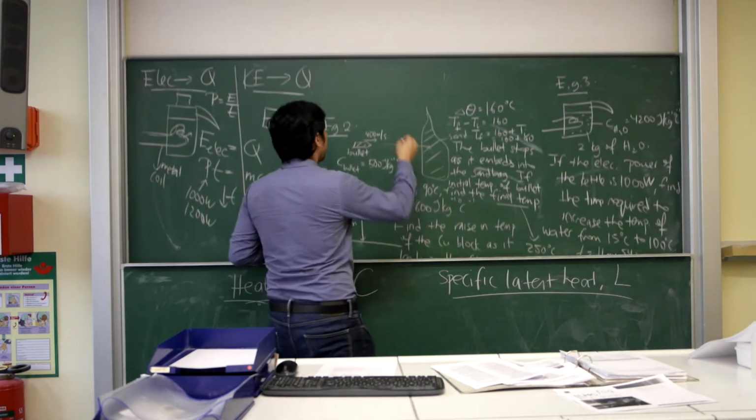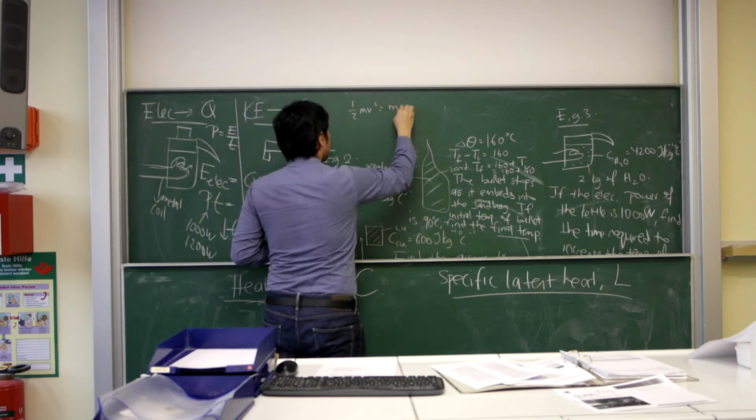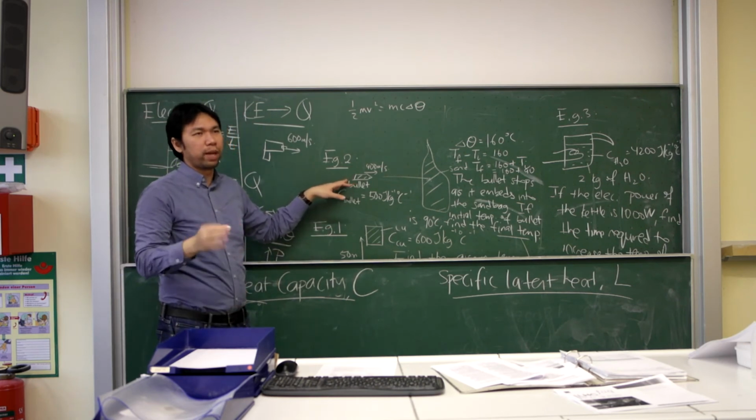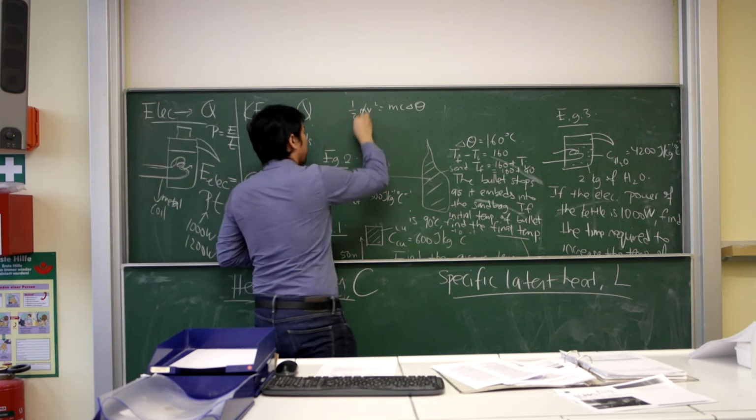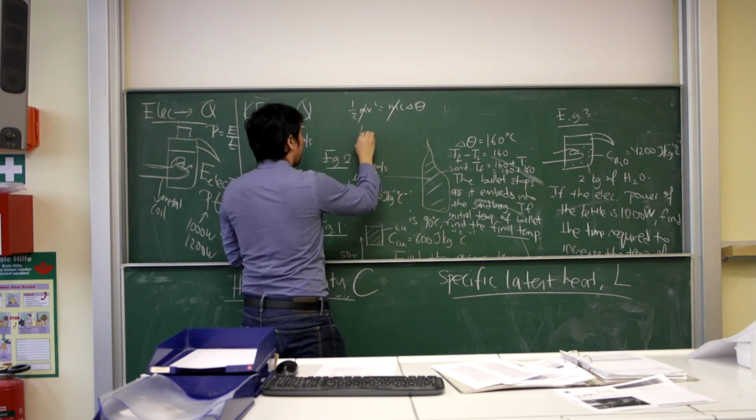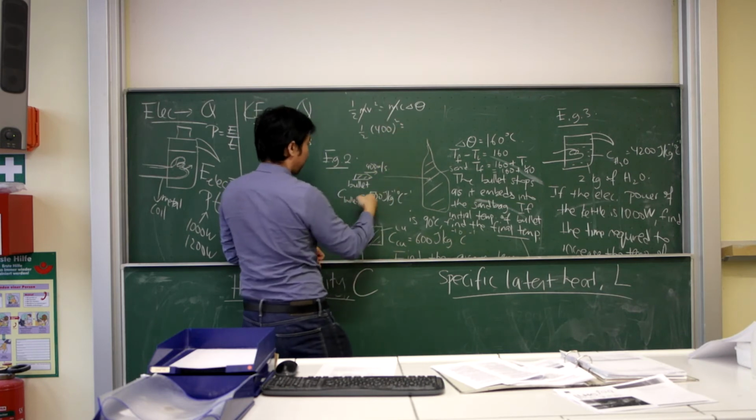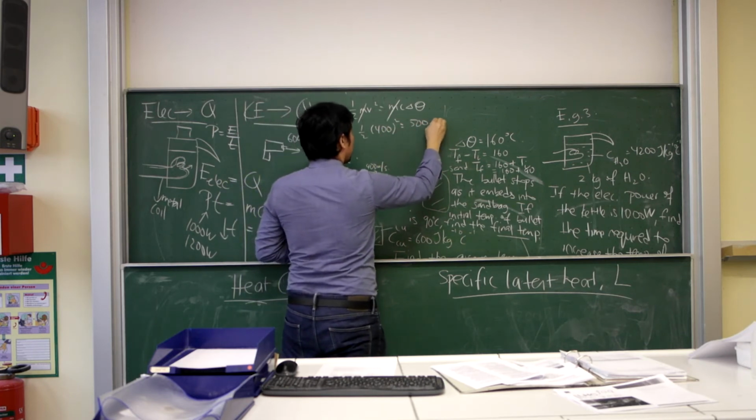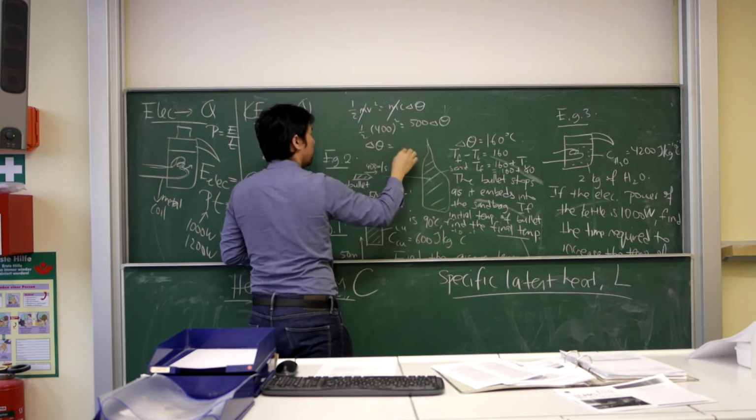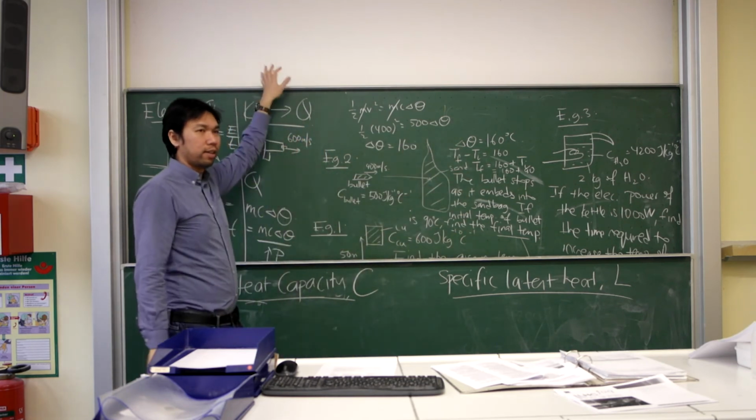For the second one, just use half mv squared equals mc delta theta. You can see over here I don't even have mass, because I can cancel out the mass, so no mass is required. Then it's just half times 400 squared equals 500 times delta theta. Is that okay, buddy? Yes. Then find delta theta.